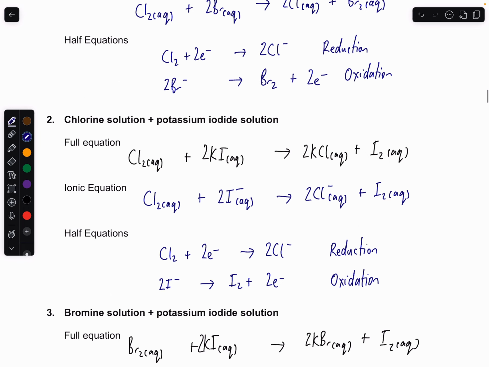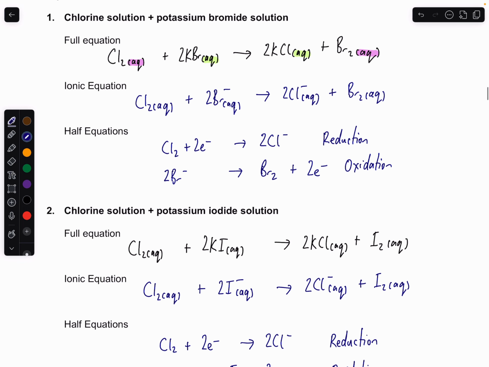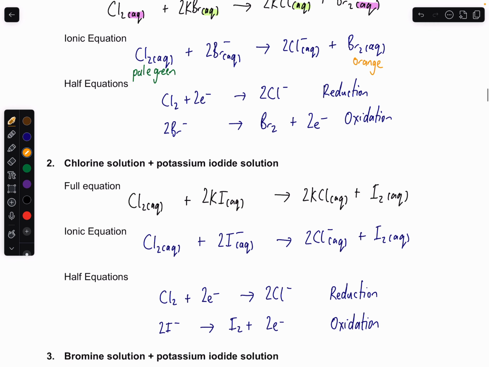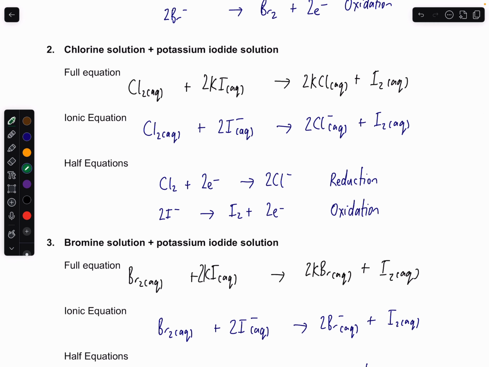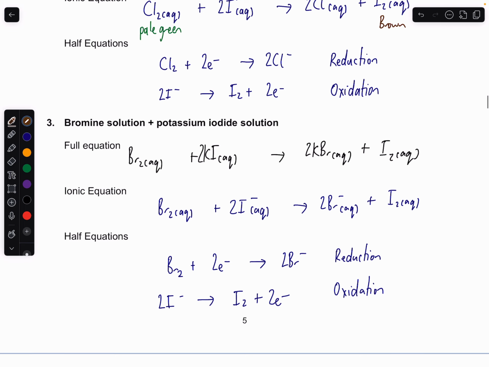The last thing that we're going to do is go back up and put some colours in, to match the observations on the previous page. So chlorine water would be pale green, and bromine dissolved in water would be an orange solution. And then again for the second one, chlorine water is pale green, and the iodine solution would be a brown solution. And then we've got the final one where we'd have orange bromine water, and we'd get a brown solution of iodine.